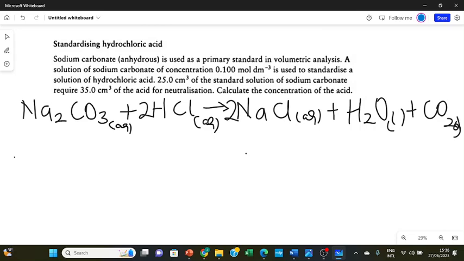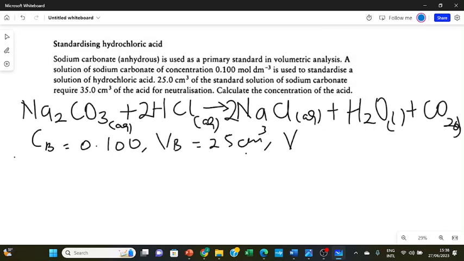So the next thing to do is to figure out the values you are given. You are given the concentration of sodium carbonate, which is what? Which is the concentration of the base, which is 0.100. You are given the volume of sodium carbonate, which is equal to 25 cm cube. You are given the volume of the acid, which is what? 35 cm cube. So you are asked to calculate the concentration of the acid.